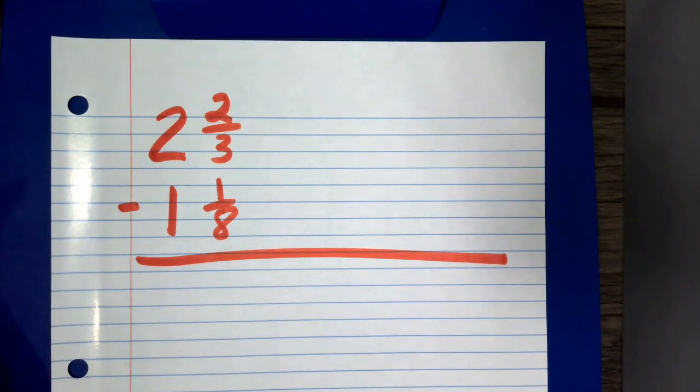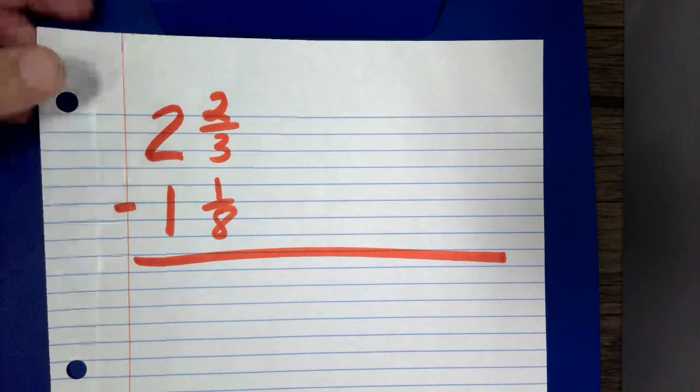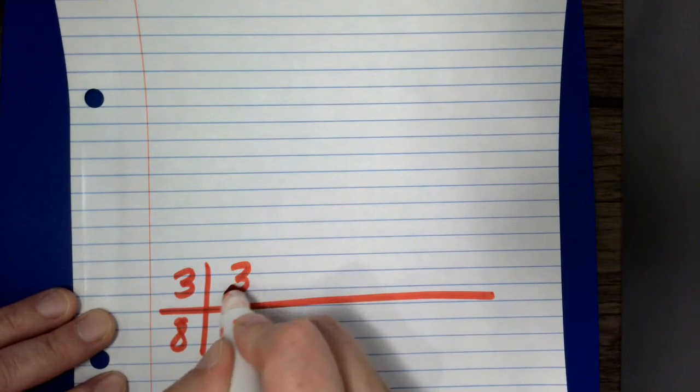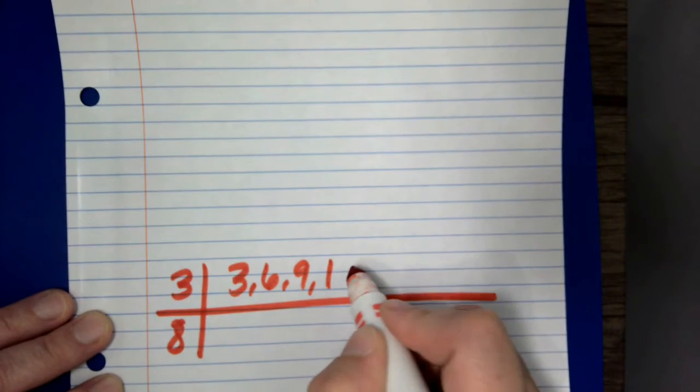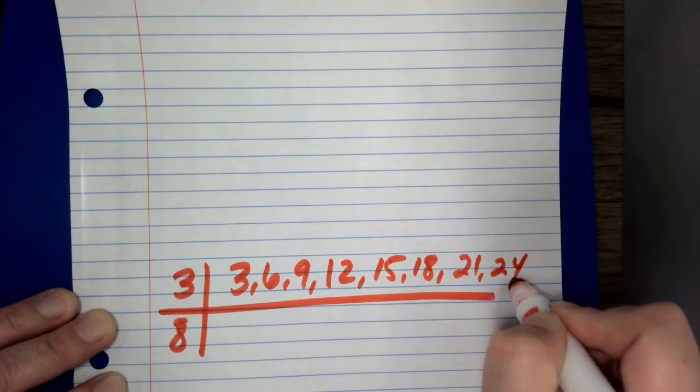For this first warm-up question, we have 2 2/3 minus 1 1/8. You might notice that we cannot subtract the fractions quite yet because we don't have equivalent fractions for the 2/3 or the 1/8. We need to find a common denominator. What we're going to do for that is list the multiples of 3 and 8 to find it. Down here, I'm going to have a little T-chart. I can make it up and down, I can make it sideways, but I'm going to list the multiples of 3: 3, 6, 9, 12, 15, 18, 21, 24. I'm out of room.